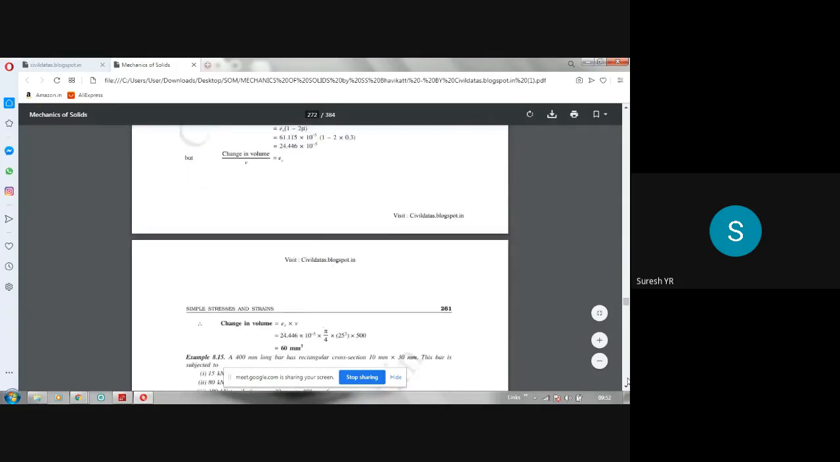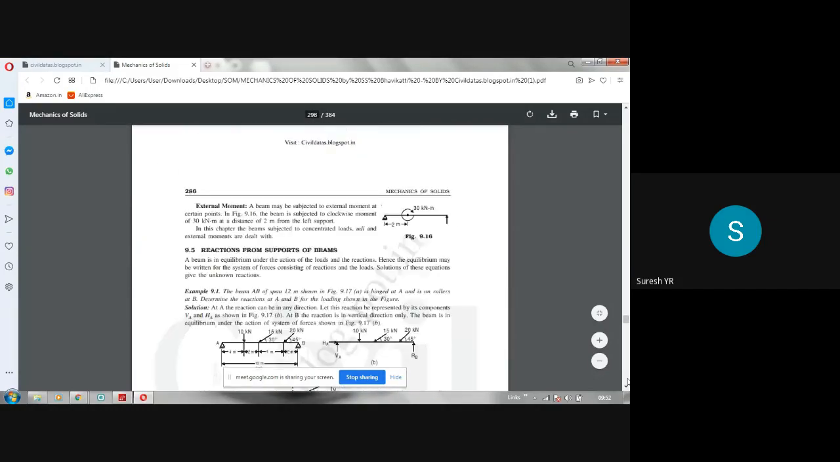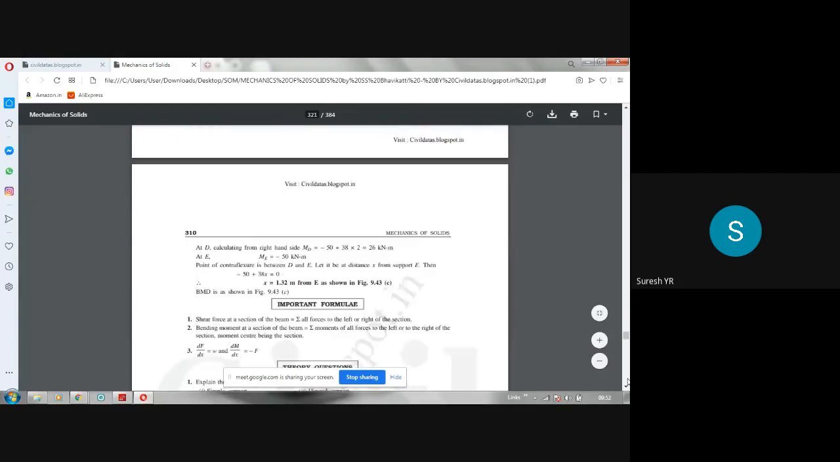Pn dash is equal to Py, you will get. If you add them, you will get Px plus Py. That's all. That is a simple substitution.